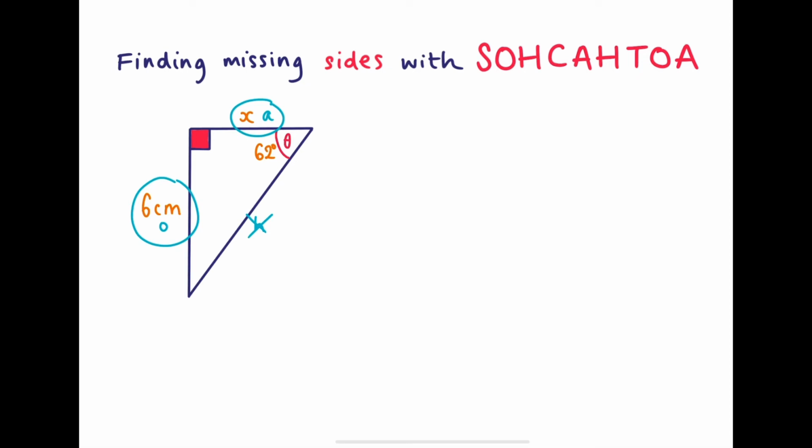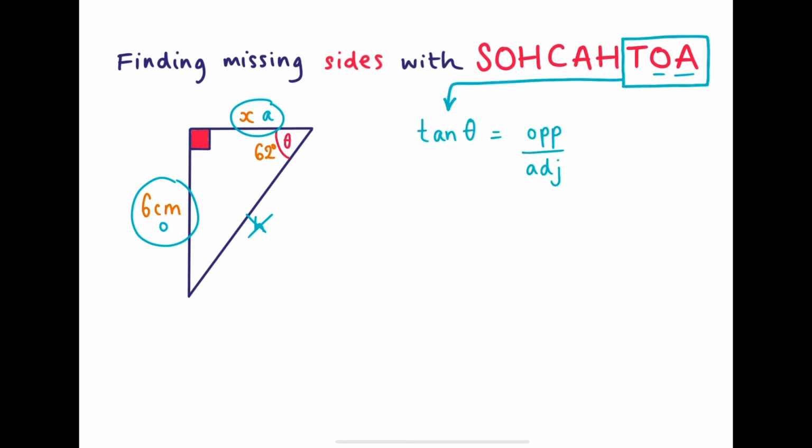We find which part of SOHCAHTOA involves the O and the A. So we're going to need our tangent rule. We write out the ratio for tangent, substitute in the values we know, and now we need to solve for x. This time there's going to be an extra step to get x on its own.